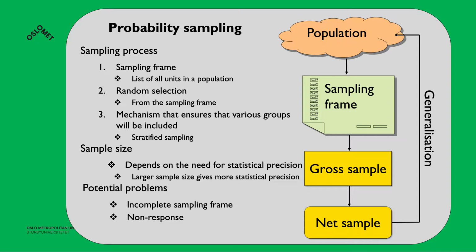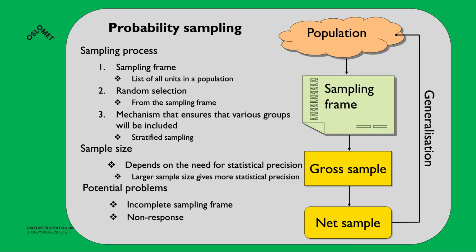And it's a question about sample size. Sample size is a question that depends on the need for statistical precision. Larger samples give more statistical precision. If we want 100% statistical precision, we have to have the whole population in our sample, but then it's not a sample anymore, then it's the total population. But the larger the sample, the more statistical precision. That means that there is less uncertainty.